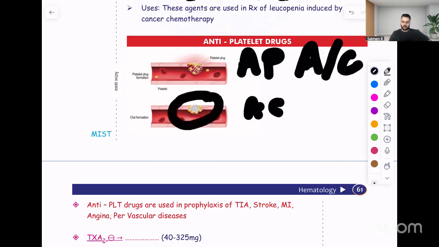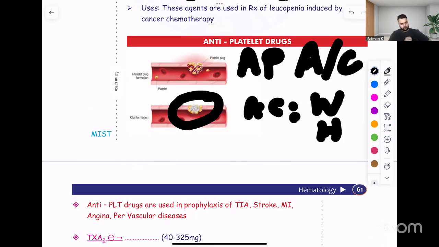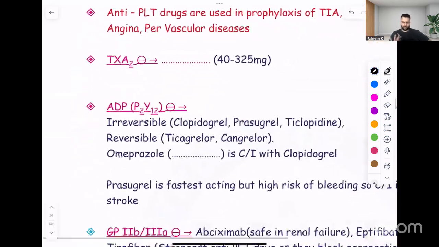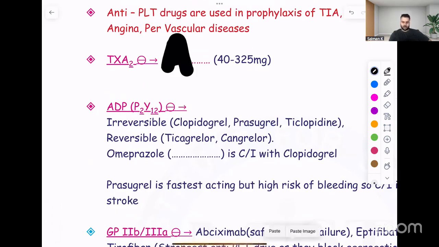Anticoagulant means they are better for venous thrombosis. Example drugs like warfarin, heparin. Okay. So for antiplatelets, make sure you know these two definitively. That is thromboxane A2 inhibitor called aspirin, ADP inhibitor called clopidogrel. Okay. So this is it.